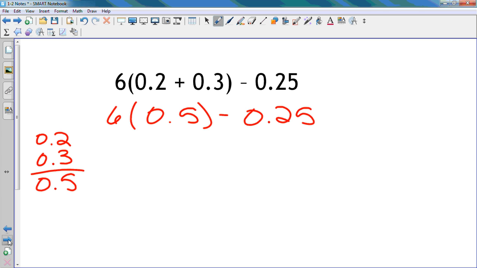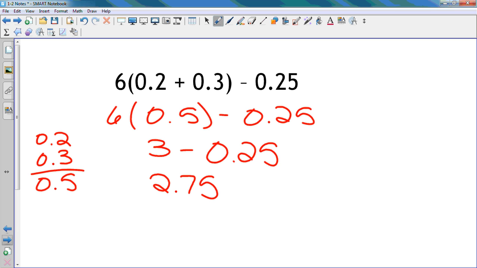Now I'm left with multiplication and subtraction. I do my multiplication first by order of operations. Please excuse my dear Aunt Sally. Multiplication comes first. 6 times 0.5, or half of 6, is 3. Okay? If you see 0.5 and it's multiplied by something, it's just half of it. So half of 6 is 3, so that's 3 minus 0.25. If you have $3 and you subtract a quarter, how much money do you have? $2.75.